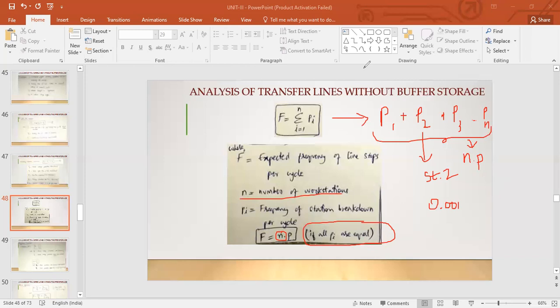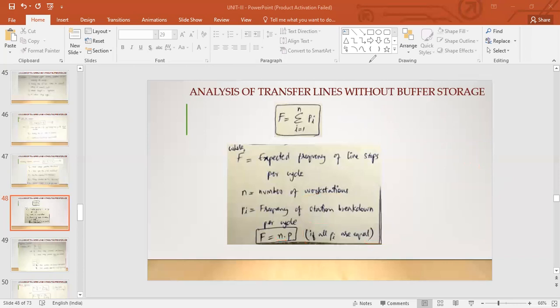How do you calculate F? It is basically the frequency. I've told you in the earlier slide, F is your expected frequency of line stops per cycle. If it is happening once in every 100 cycles, then your frequency is 0.01.